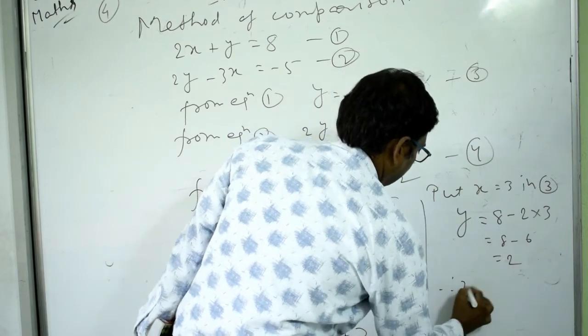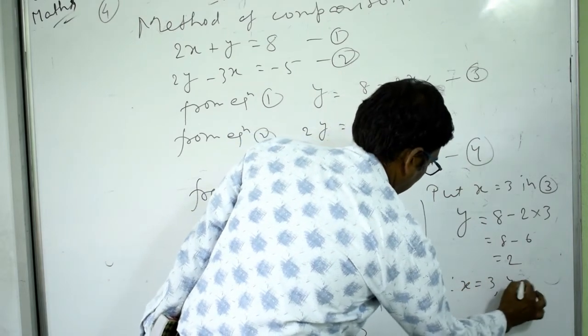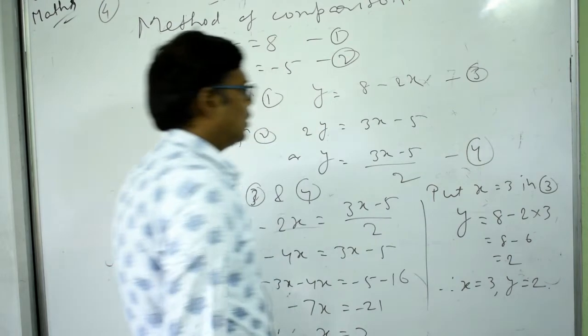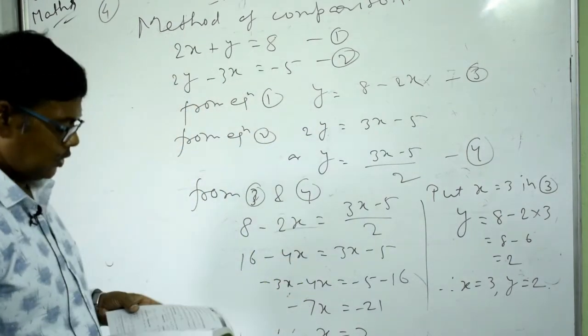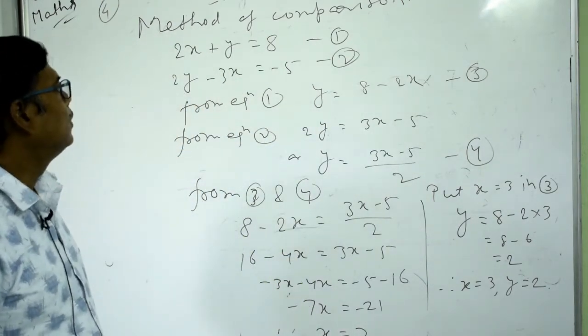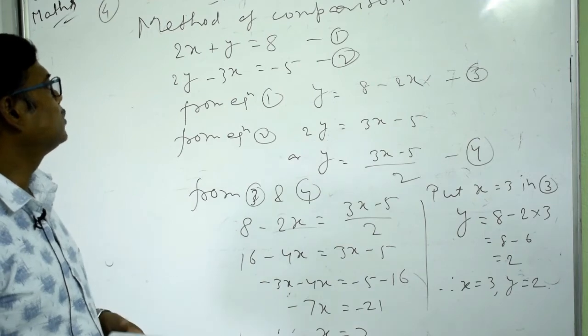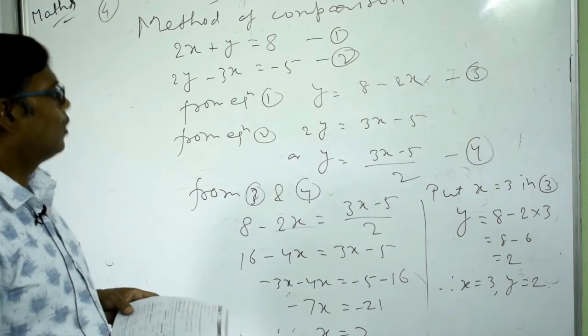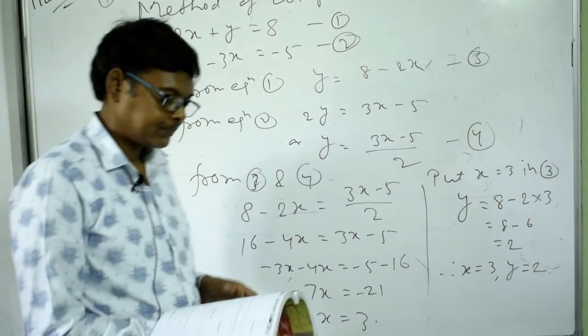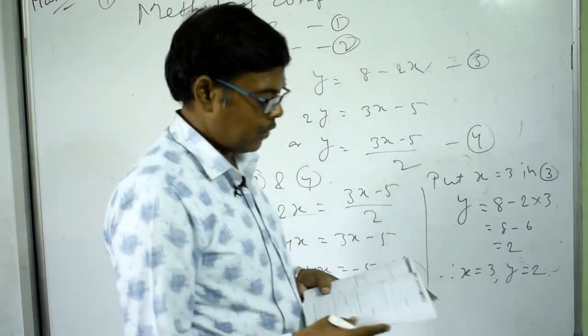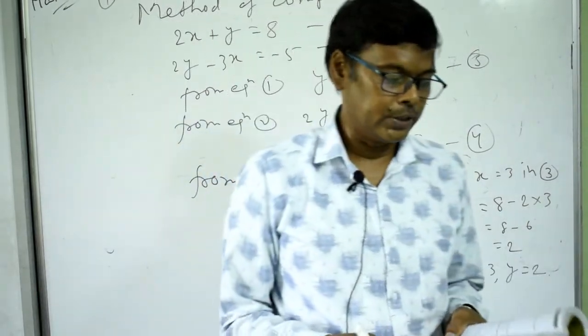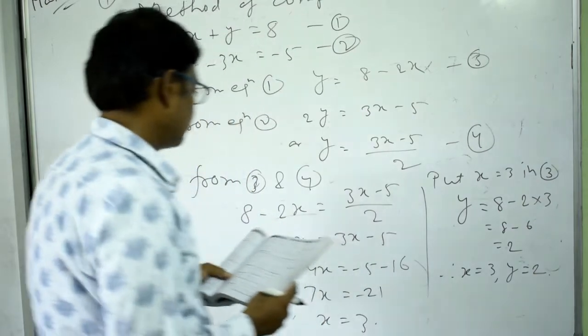So you have x equal to 3 and y equal to 2 is the answer of this question. So this is how you will solve the equations by using the method of comparison. Now I will explain to you the method of substitution. So this is question number 5.